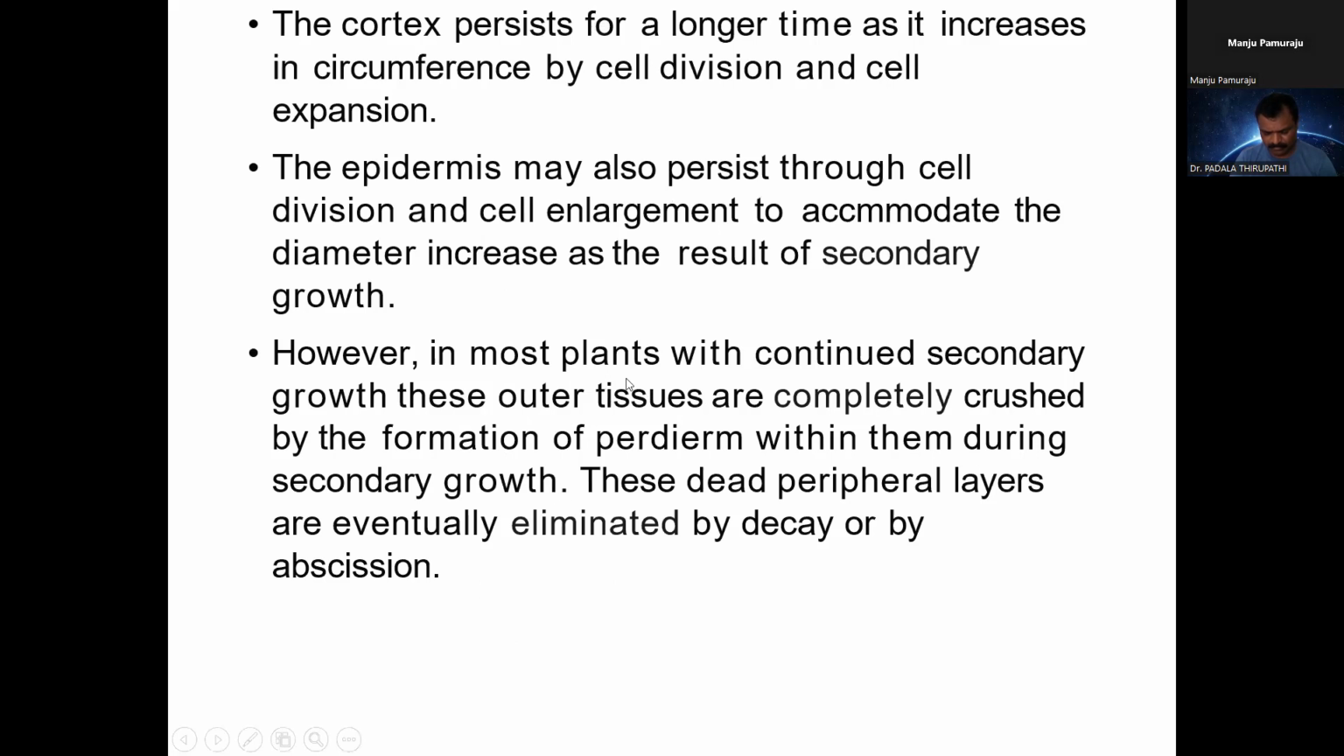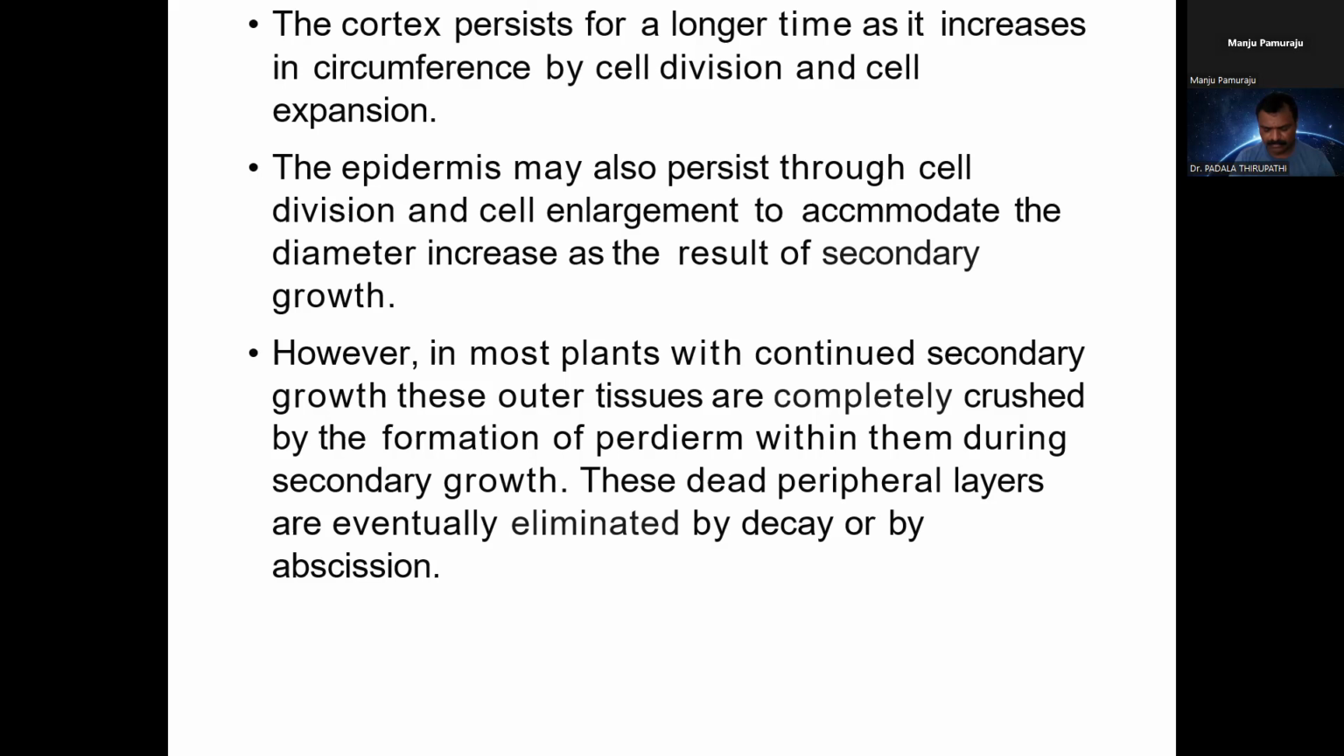The cortex can persist for a longer time as it increases in circumference by cell division and cell expansion. The epidermis may also persist through cell division and cell enlargement to accommodate the increasing diameter resulting from secondary growth. We already discussed secondary growth, during which secondary xylem and secondary phloem are produced: secondary xylem towards the inside and secondary phloem towards the outside. A large amount of secondary xylem is formed towards the inside and a lesser amount of secondary phloem towards the outside.